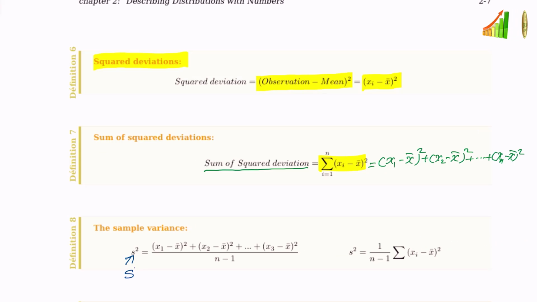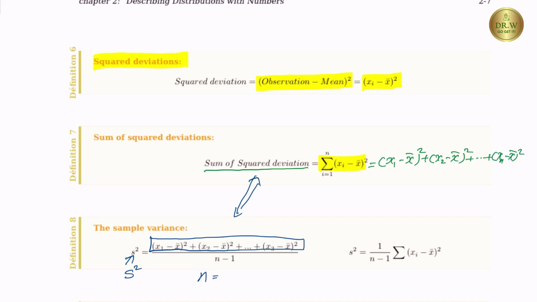Then s to power 2, or sample variance, equals, you see here, the numerator is the sum of square deviation, divided by n minus 1. What is n? n is the number of observations. So that is the sample variance. We can write this in a notation like this.